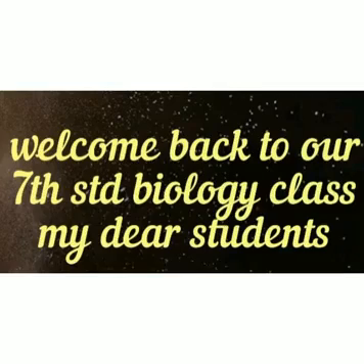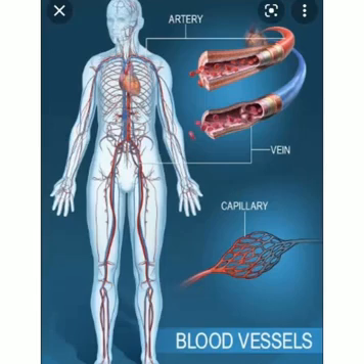In the previous class, we completed blood and types of blood cells. Today, in this session, we are going to learn about blood vessels. There are two types of blood vessels. What are they? Arteries and veins are the two types of blood vessels present in the body.